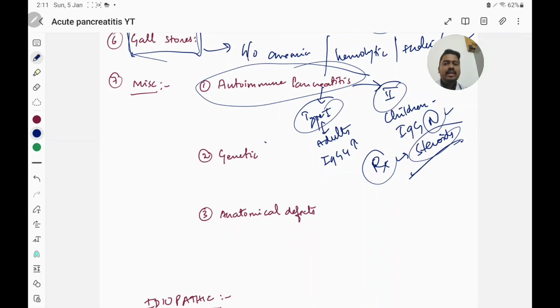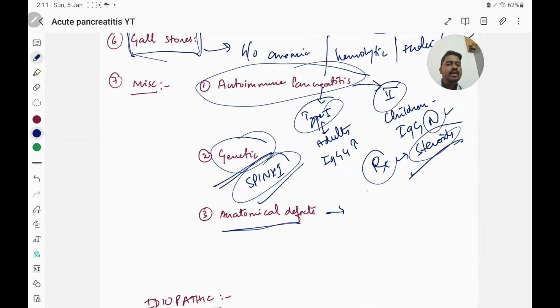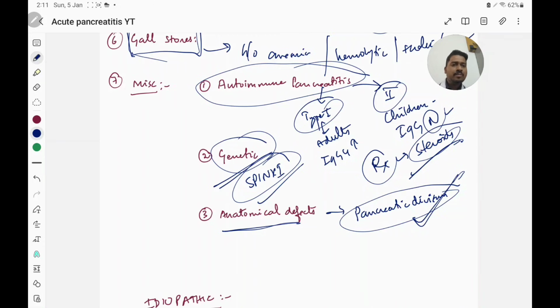Right now the most important cause that is upcoming is genetic causes, because earlier we didn't know that there could be so many genetic causes, but with the advent of new genetic studies, we know, especially SPINK1 mutations. SPINK1 mutation is known to cause recurrent pancreatitis in children. Then there can be anatomical defects. The most common anatomical defect is pancreatic divisum.